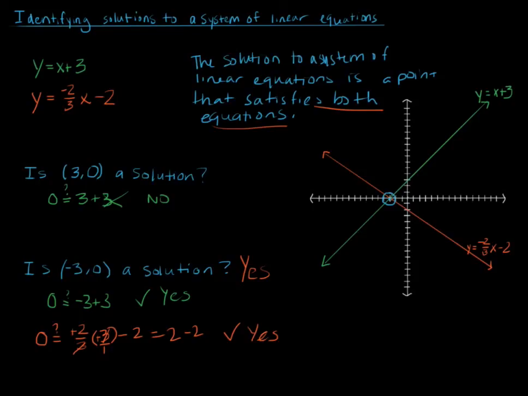And you can see here, this point is actually (-3, 0), right? So that is the solution to this system of equations. That's how you check if a point is a solution to a system of equations. You just plug it into both equations and see if it satisfies both. If it satisfies both, then it's a solution to the system of equations.